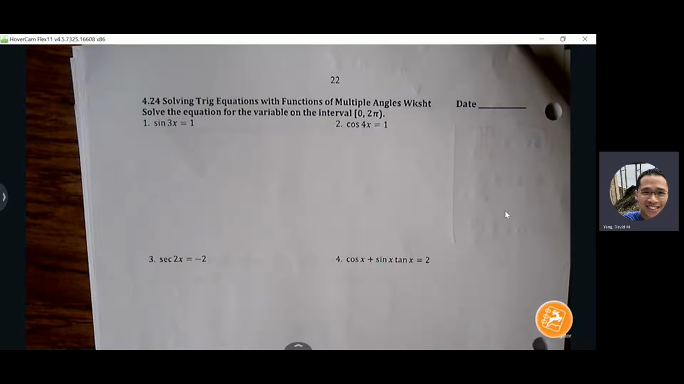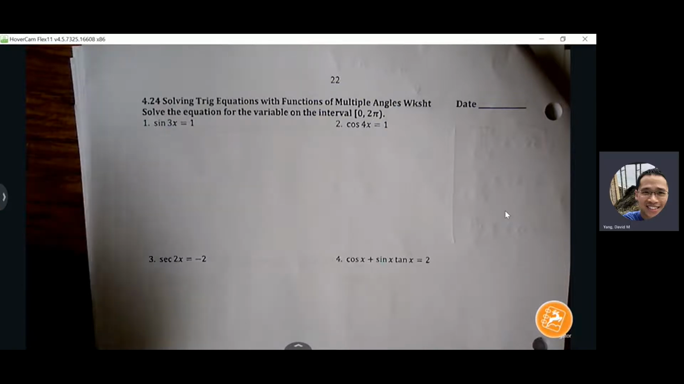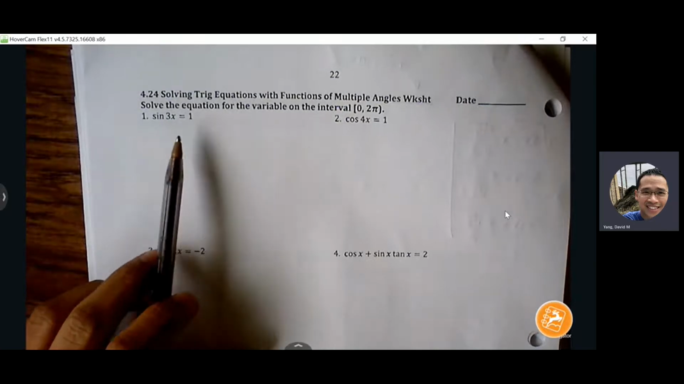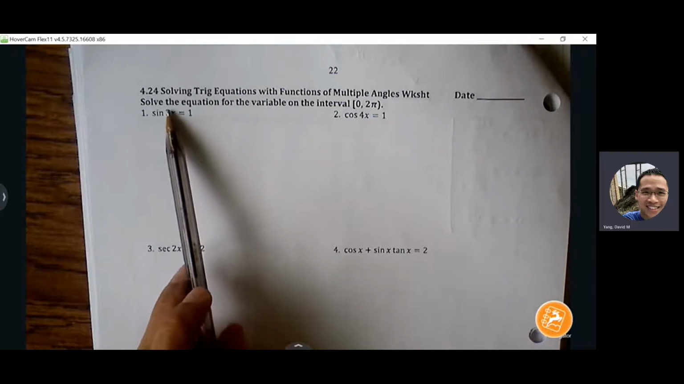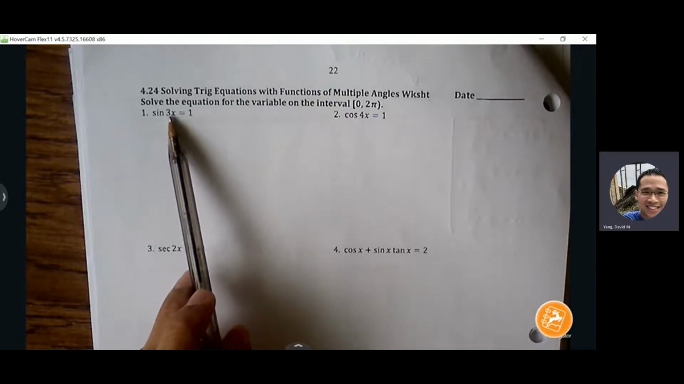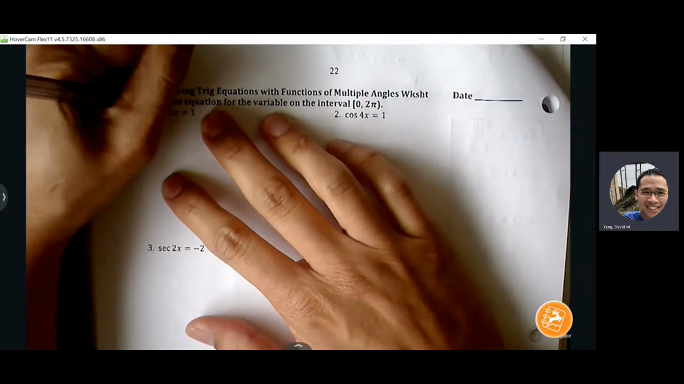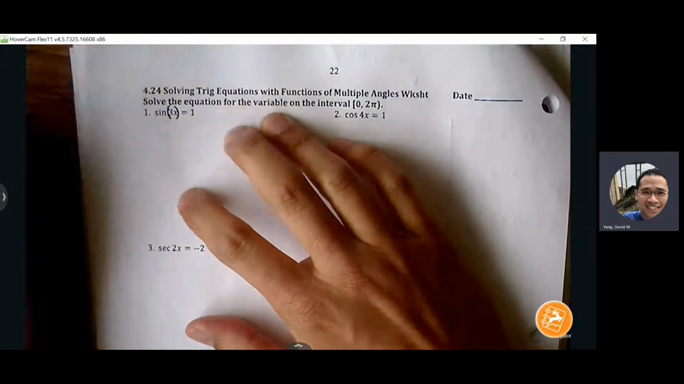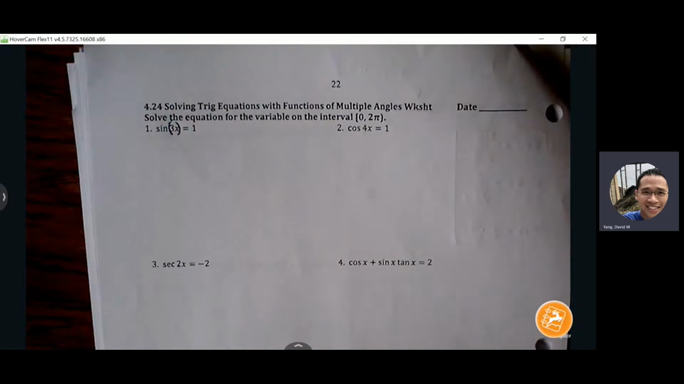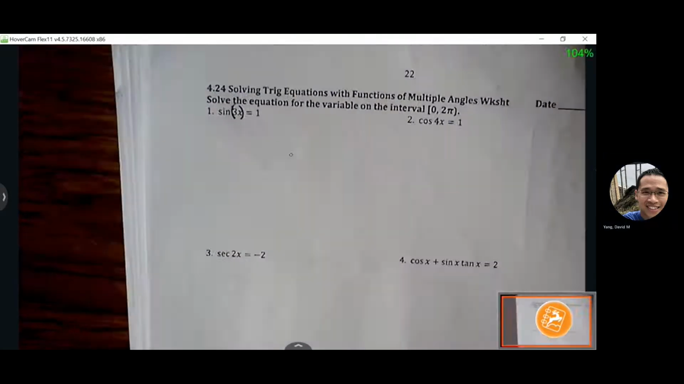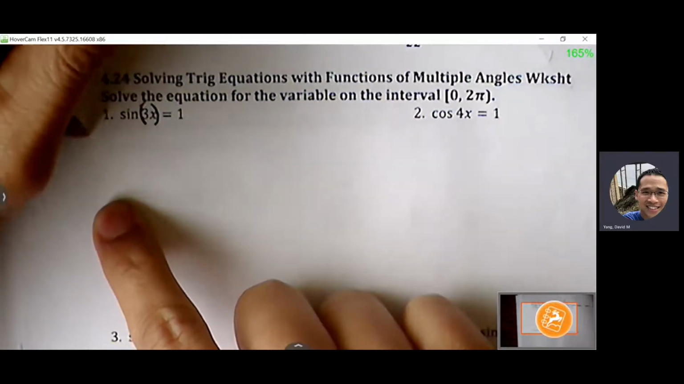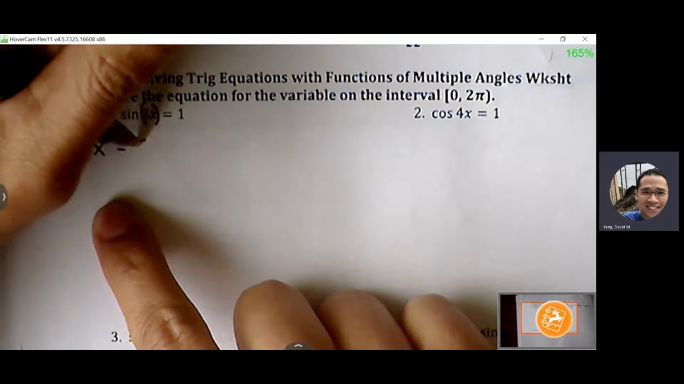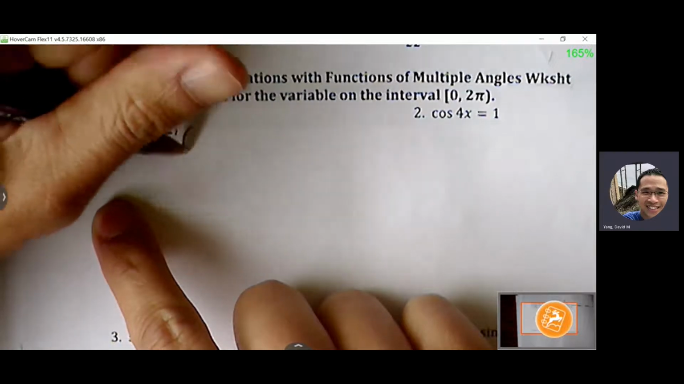So let's look at number 1, page 22. There's a specific way that I want us to work through these types of problems. We're not going to worry about sum and difference identities, trying to split this up. In fact, we're just going to focus on trying to get that 3x by itself. The way we're going to do that is we're just going to take the inverse of both sides and move that inverse sine to the other side. So we'll say 3x is equal to inverse sine of 1.